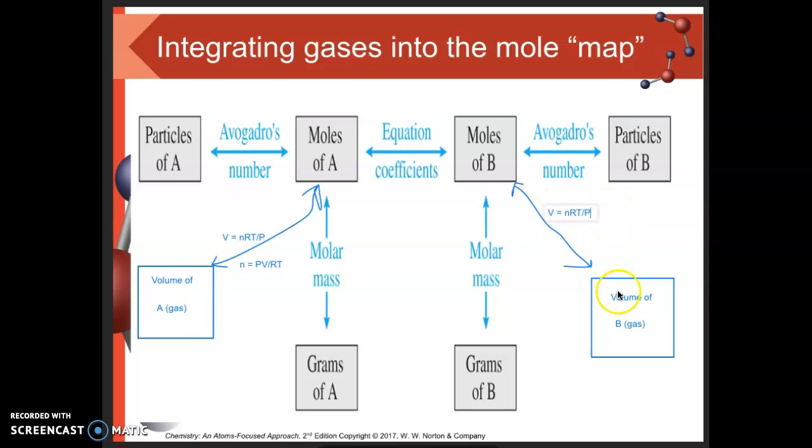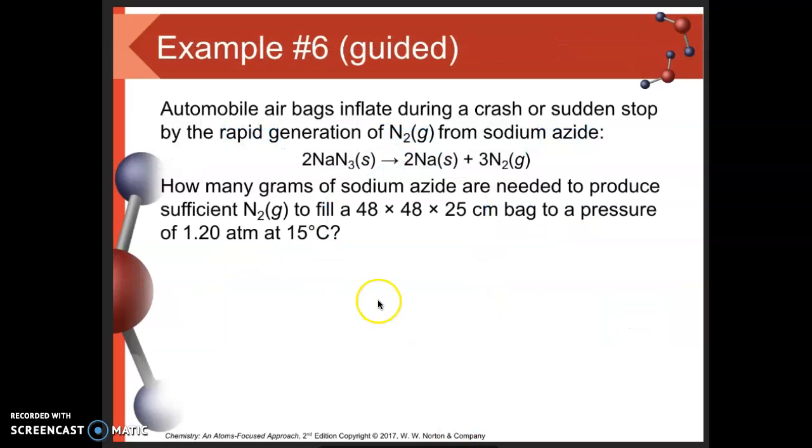If I need volume from moles, I take the moles times the gas constant times temperature divided by the pressure, and I can find volume. If I have volume and I'm trying to find moles, I can go that way just as easily. And so to this end, we can do some interesting kinds of calculations involving stoichiometry and stoichiometric manipulations. Let's take a look at an example.